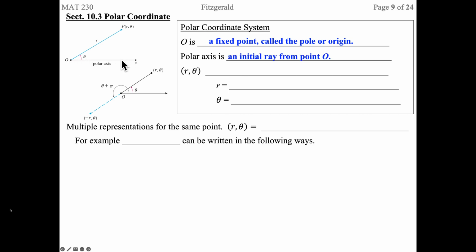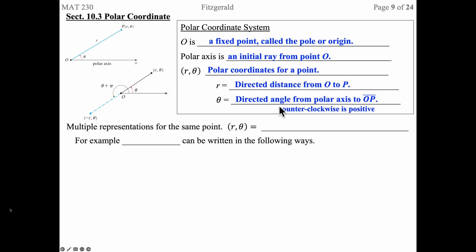If you think back to your trig days, you had your initial ray and your terminal ray, or we call them sides of your angle. So our coordinates will be r for the radius, the distance from O to P, and theta will be the angle made from your polar axis to that line segment OP. So that's going to be our polar coordinates. Again, r is the directed distance from O to P. Theta is the directed angle from the polar axis to OP. Counterclockwise is positive. Clockwise will be negative, just like it was for trigonometry.